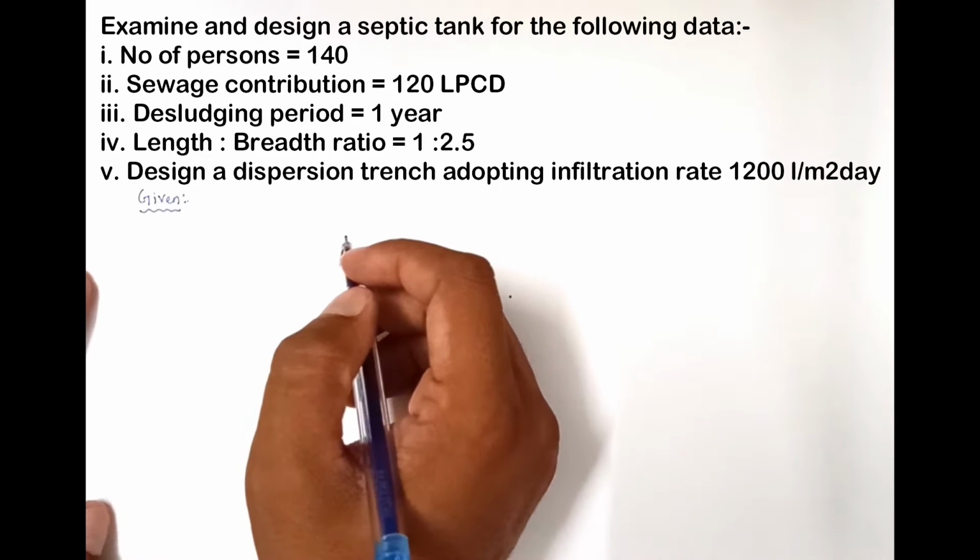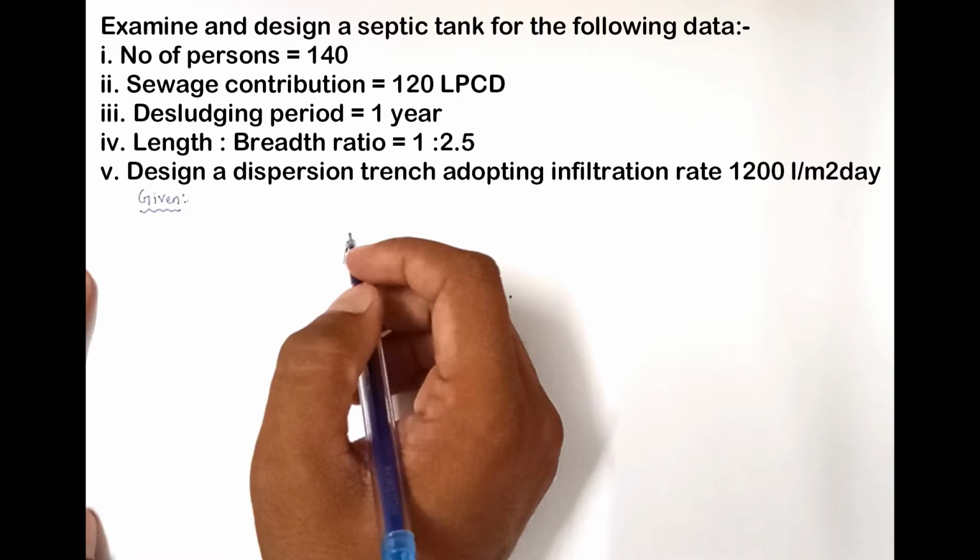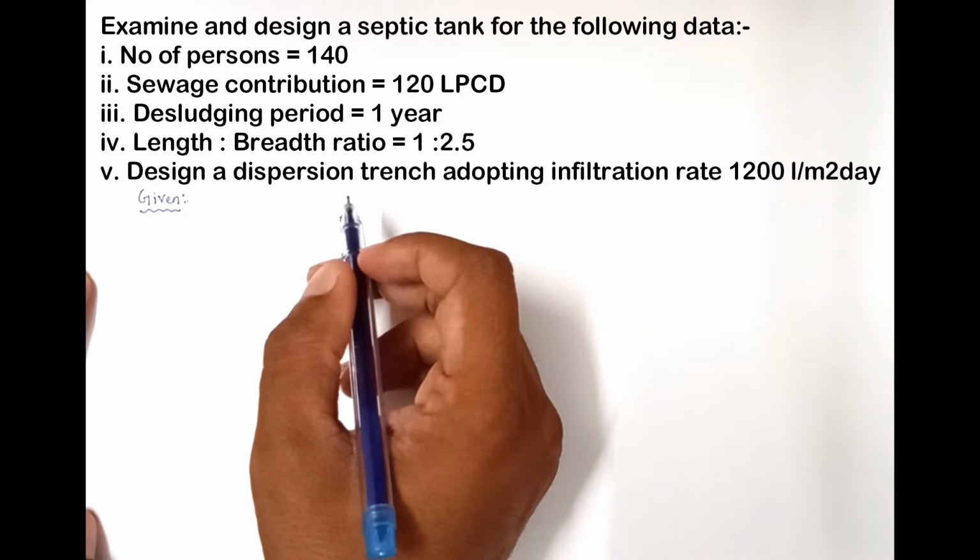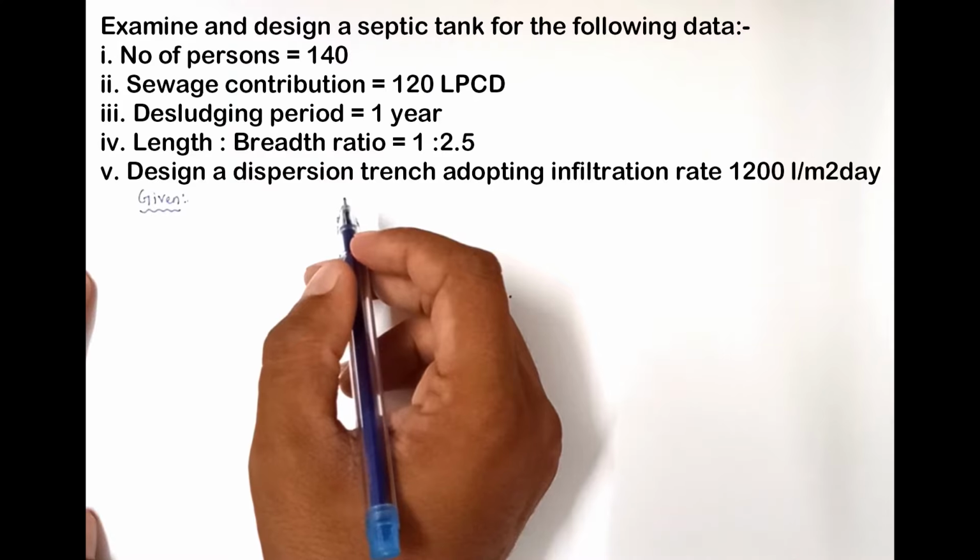Hello viewers, today we're going to see how to design a septic tank for a given population. The problem is to design a septic tank for the following data. The number of persons is 140, sewage contribution is 120 liters per capita per day, desludging period is 1 year, length to breadth ratio is 4 is to 1. Then design a dispersion trench adopting an infiltration rate of 1200 liters per meter square per day.